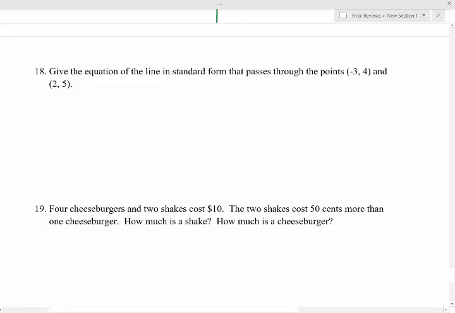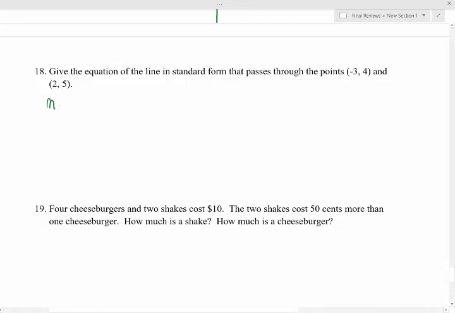Number 18. Give the equation of the line in standard form that passes through the points -3, 4, and 2, 5. So when we're given 2 points and told to put it in standard form, we can assume that this is going to be a linear line or a straight line, that y equals mx plus b type equation. So the first thing we want to do is find our slope.